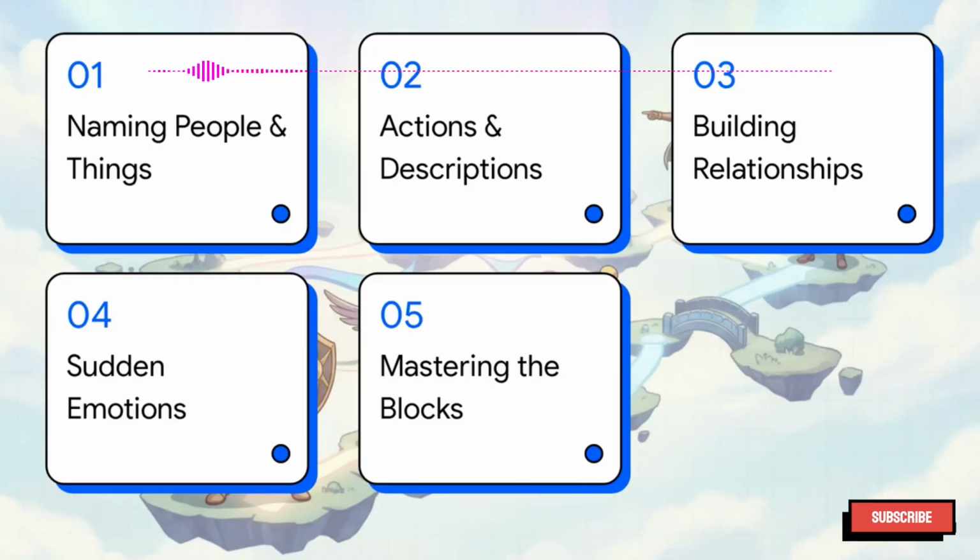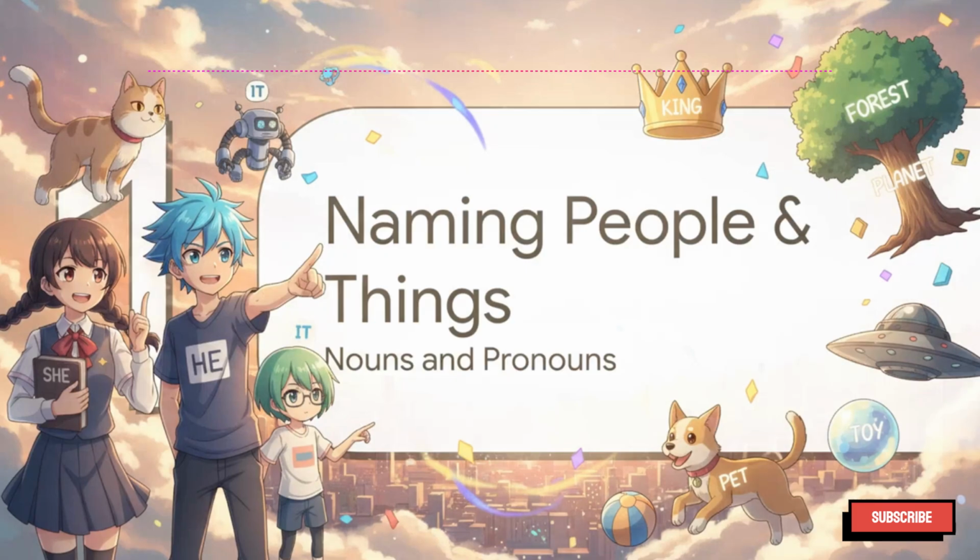So, to make this super easy to digest, we've broken all 8 parts of speech down into 4 logical groupings. First up, naming people and things. Then, actions and their descriptions. Third, building relationships and connections. And finally, expressing sudden emotions. We'll get through all of this together without anyone feeling overwhelmed. All right, starting right off with grouping number 1, naming people and things, which covers our nouns and pronouns.